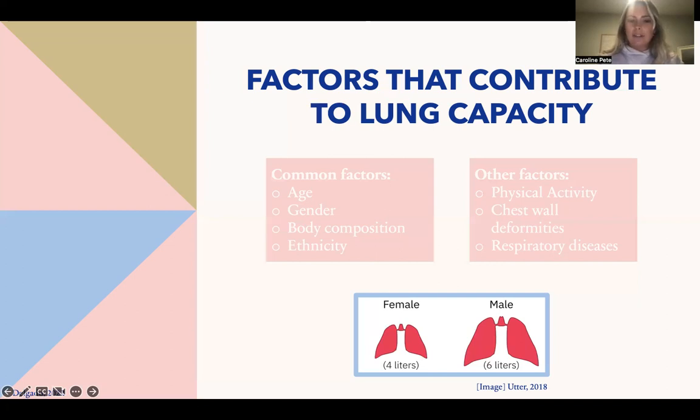Lastly, an example of ethnicity and its effects on lung capacity can be seen in the comparison of people of African and European descents. It has been found that individuals of African descent have lower total lung capacity than individuals of European descent. Additionally, less common factors that can affect lung capacity include the level of physical activity, chest wall deformities, and respiratory diseases.